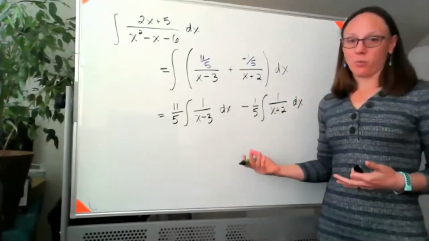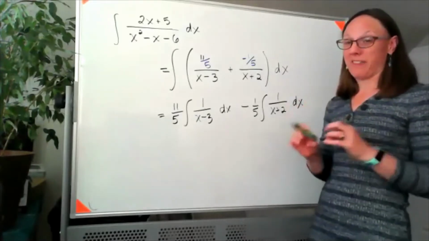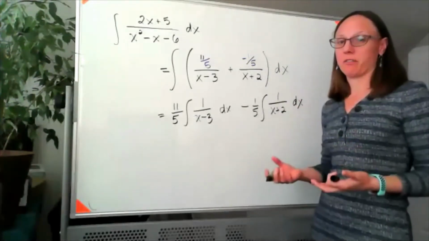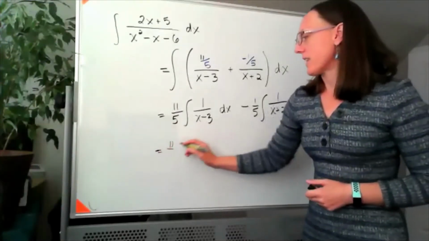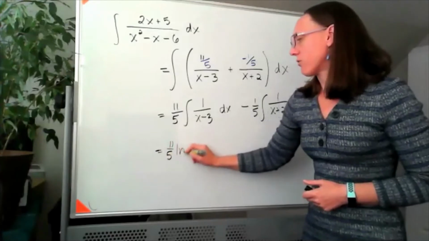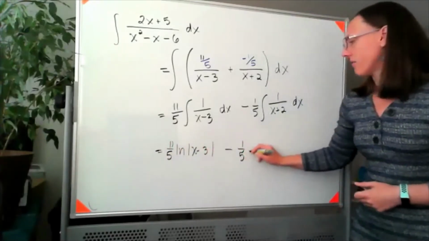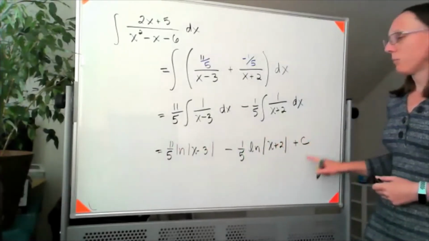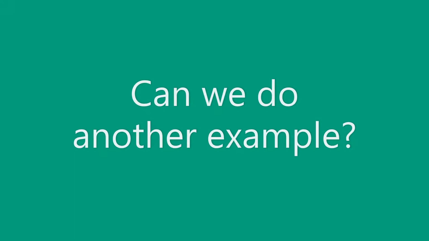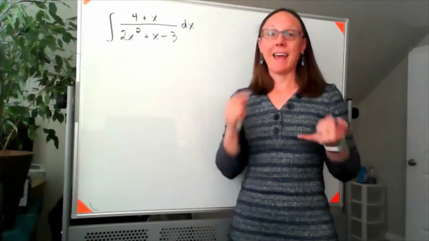And this is the part where, if we're good at that basic set of antiderivatives, then when we get to this point, we just write the answer. We say that's 11/5 natural log of x minus 3 minus 1/5 natural log of x plus 2 plus a constant.